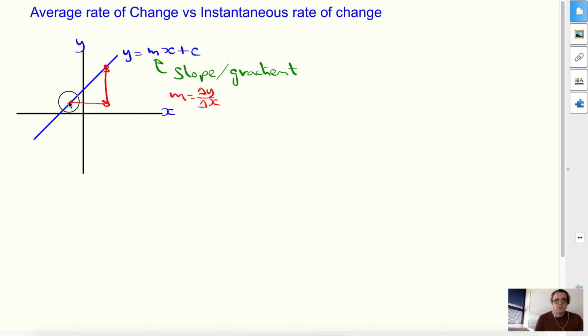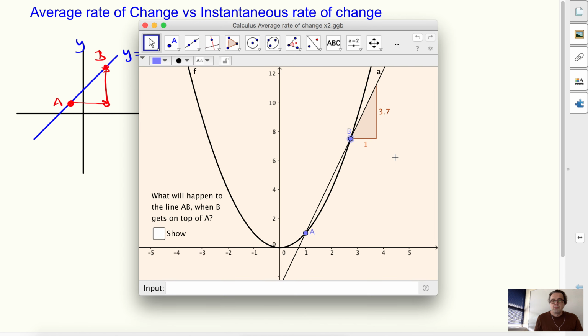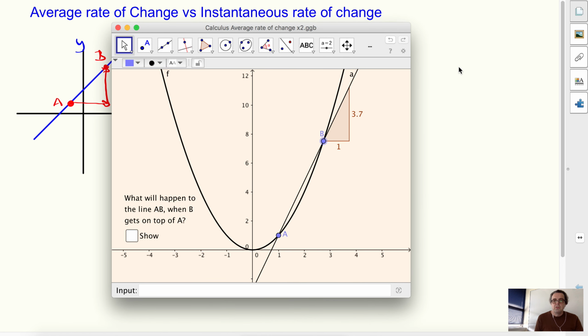So what we do is pick a point A on the line, pick a point B on the line, and we figure out the rise and the run and the gradient. And the gradient is the average rate of change. Now that's all good, but what if you don't have a straight line but you have a curve? That's where things get interesting. So now I'm going to show you a curve with GeoGebra. This is the curve of x squared. And I've got my two points A and B set out on the curve, and I can move them about.